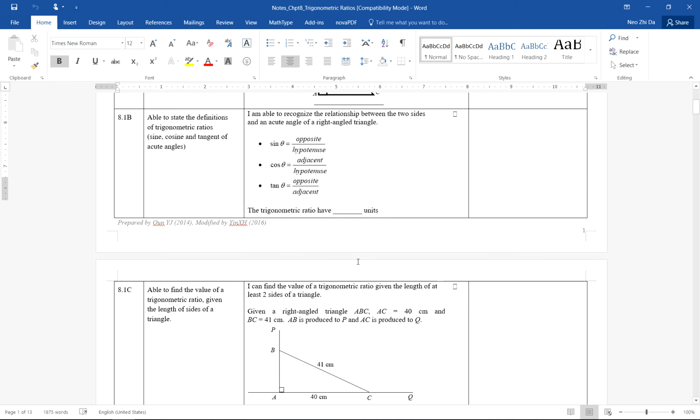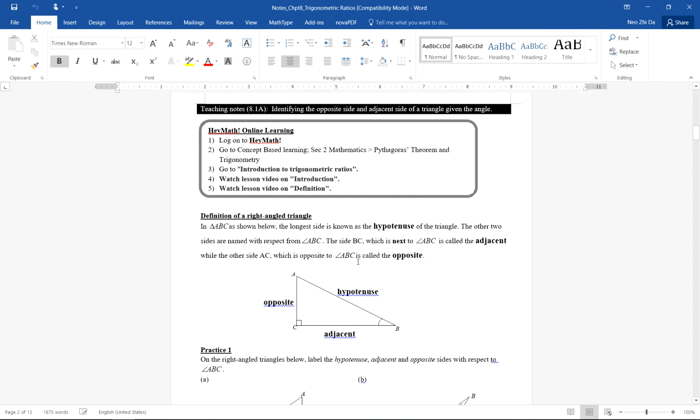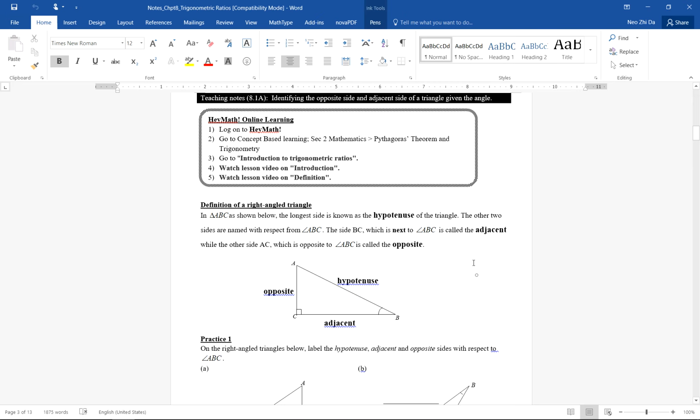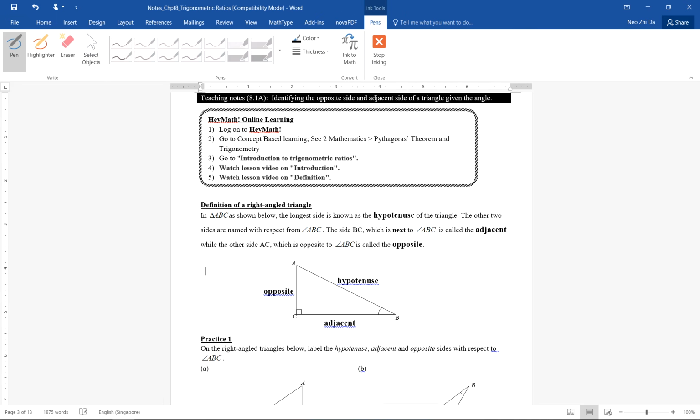Trigonometry. First and foremost, trigonometry ratio. Trigo ratio in short is built on a right angle triangle. So when you see a right angle triangle, there are two formulas that you can think about. One is Pythagoras theorem. Number 2 is your trigo ratio.